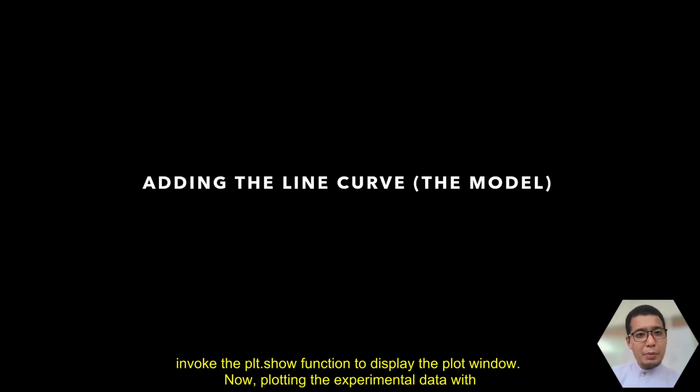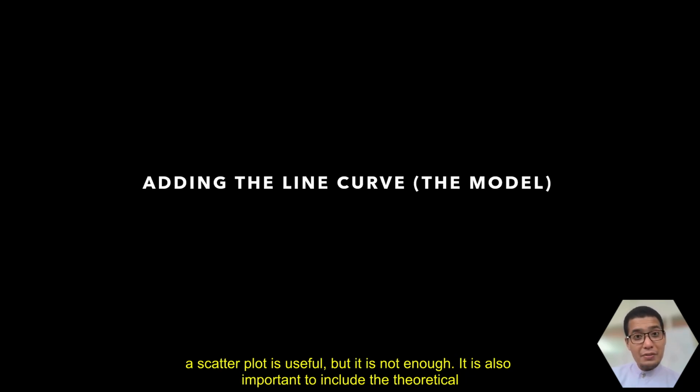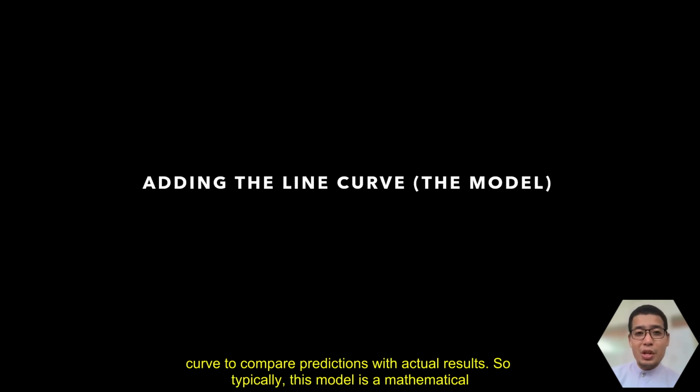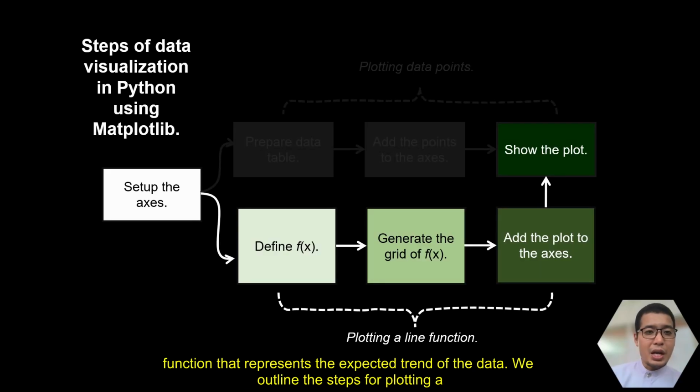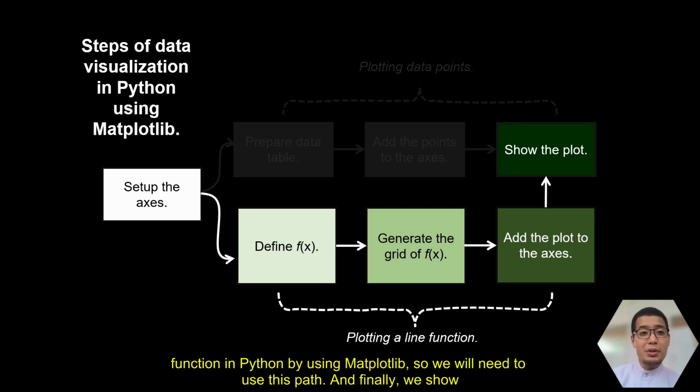Now, plotting the experimental data with a scatter plot is useful, but it is not enough. It is also important to include the theoretical curve to compare predictions with actual results. So typically, this model is a mathematical function that represents the expected trend of the data. We outline the steps for plotting a function in Python by using matplotlib. And finally, we show the plot.